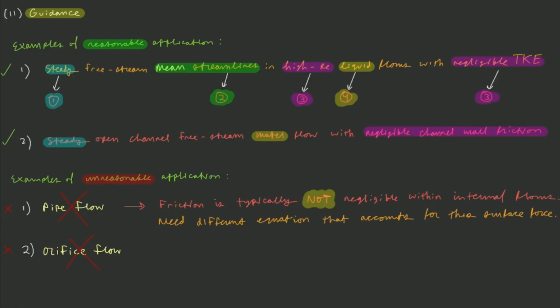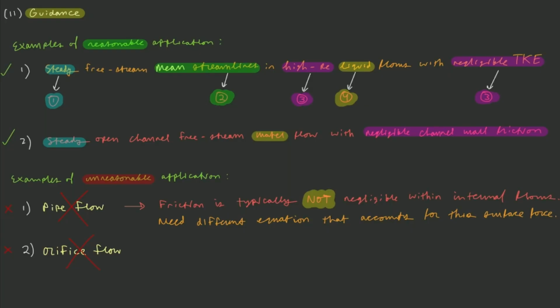Why is that? Because friction is typically not negligible within internal flows. So, for example, in pipe flows, friction is typically not negligible. There's typically friction that has to be accounted for in flows like this, internal flows. And so Bernoulli's equation very often does not apply unless it's a very special case. So you need a different set of equations that accounts for this new surface force, friction. For example, in pipe flow, you would use something called the fluid energy equation, which will be another video.